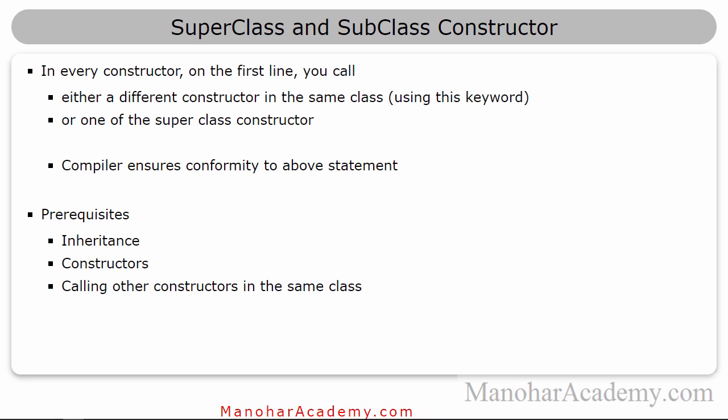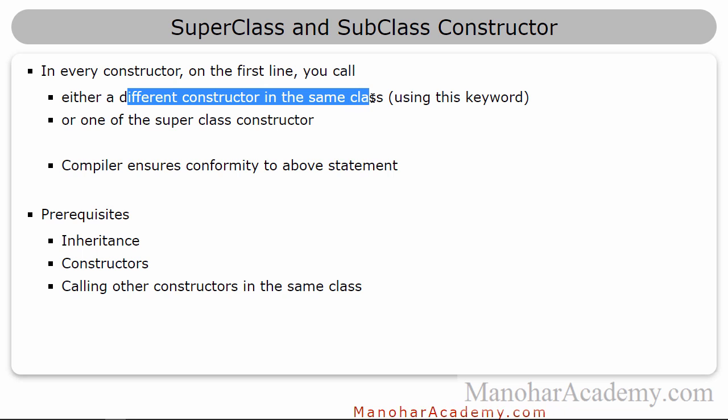In this lesson, we are going to learn about the superclass and subclass constructors. By the end of this lesson, you will be able to understand this particular statement: in every constructor, on the first line, you call either a different constructor in the same class using the this keyword or one of the superclass constructors. And the compiler is going to ensure the conformity to the above statement.